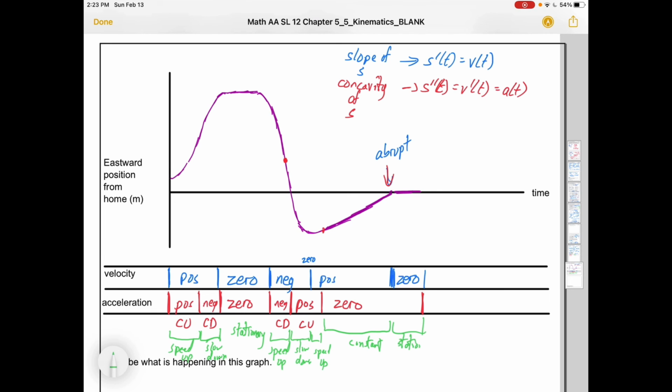The big idea here, though, is that if you have a position graph, the slope of the position graph gives you velocity, the concavity of the position graph gives you acceleration. And the relationship between velocity and acceleration is what tells you whether you're speeding up or slowing down.